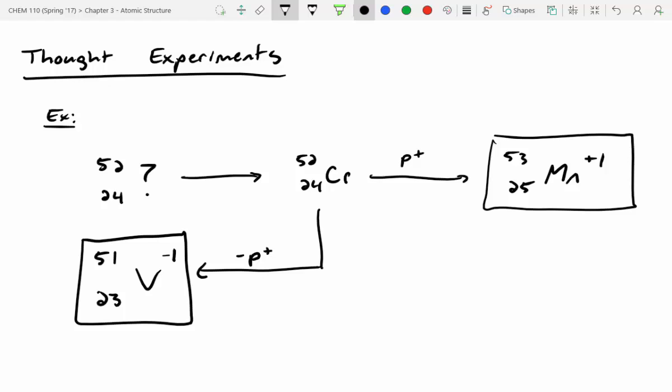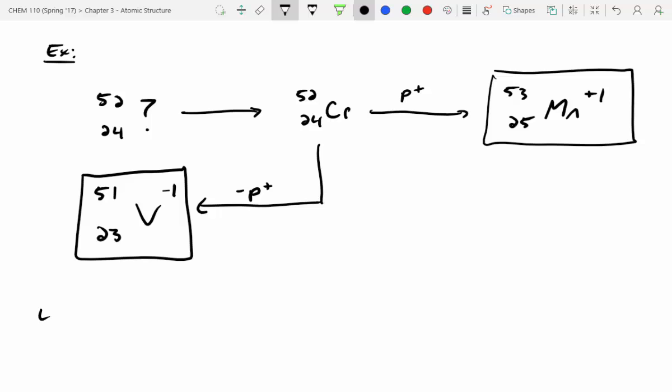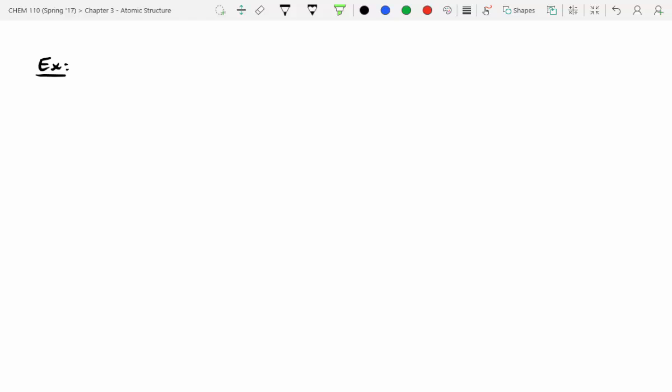All right, let's do another one of these. For the next one, I've got a mass number of 93, an atomic number of 38. What's the element symbol? Go over and we look at 38. Sr, right? Which is strontium. It's very reactive. We'll put the 93 on top, 38 on the bottom.